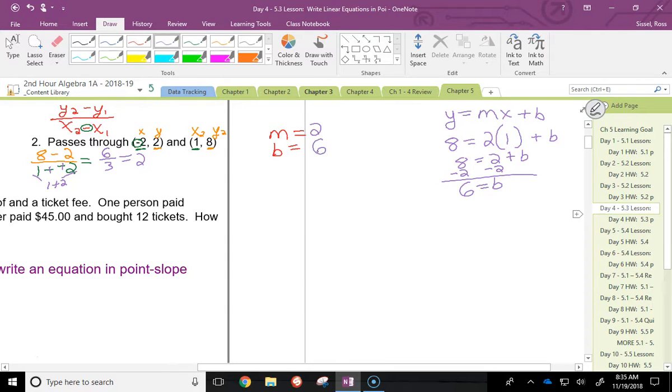We then can write our equation. Y equals 2x plus 6. We have our slope of 2. We have our y-intercept of 6. And those are the 2 we put into our equation.